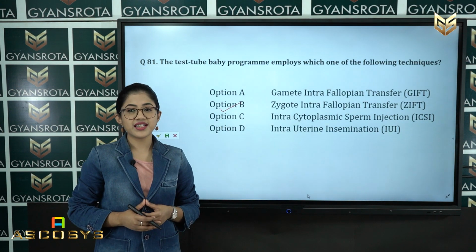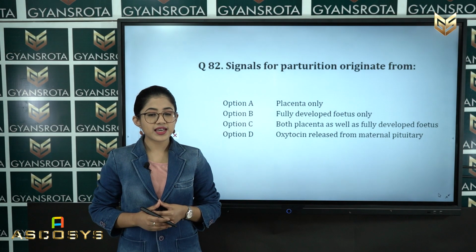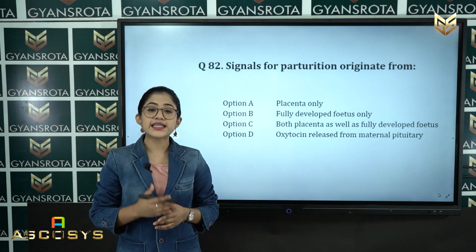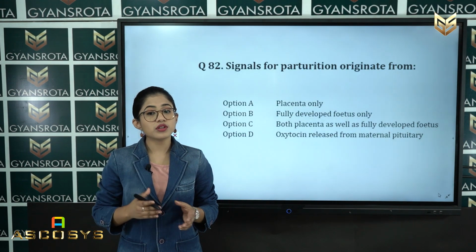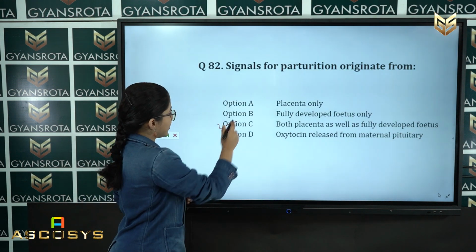Now, let us see the next question, that is question number 82. Signals for parturition originate from option number A, placenta only, option number B, fully developed fetus only, option number C, both placenta as well as fully developed fetus, option number D, oxytocin released from maternal pituitary. So, student, in the chapter human reproduction, we have discussed about parturition. So, the signals for parturition originate from both the placenta as well as fully developed fetus. That means option number C is the correct answer.